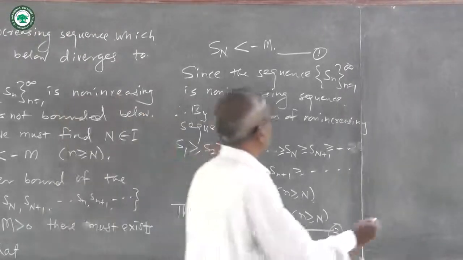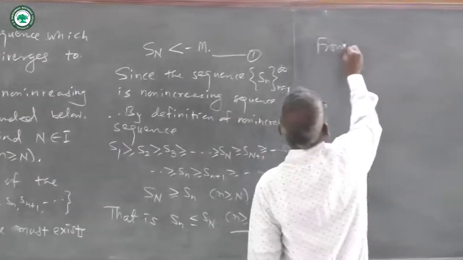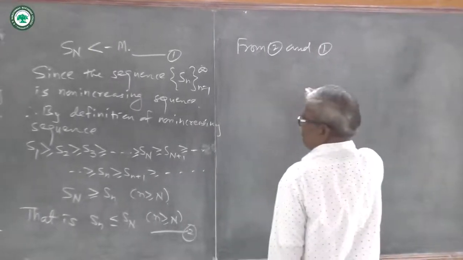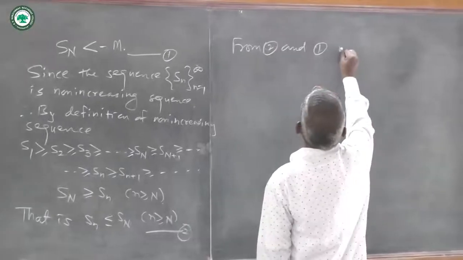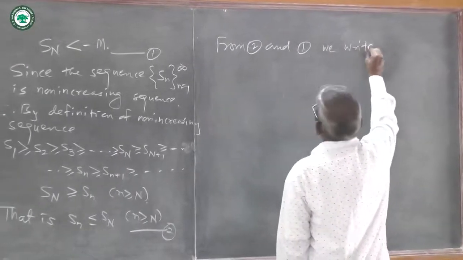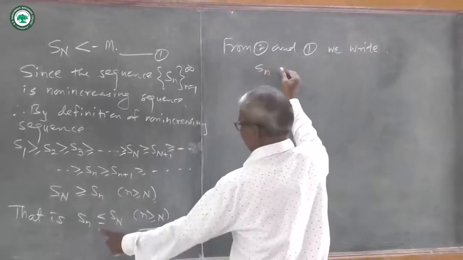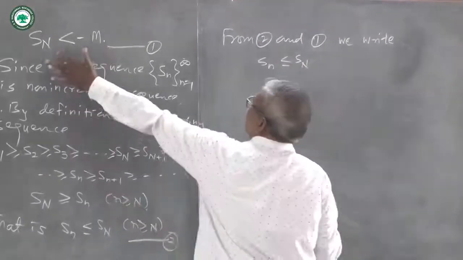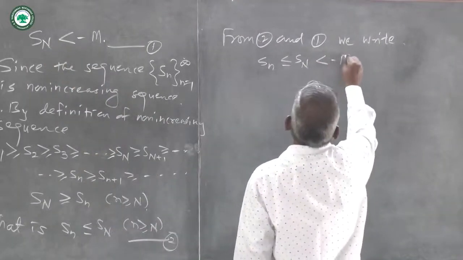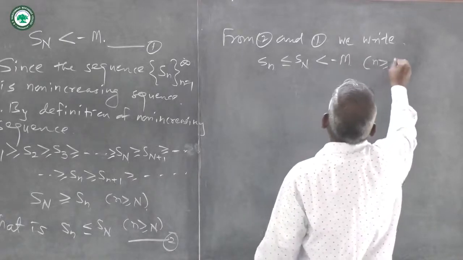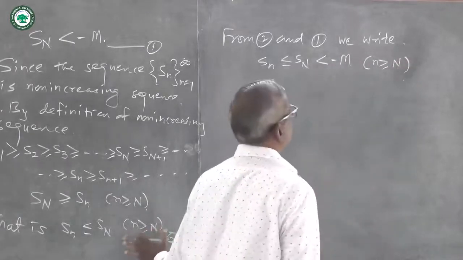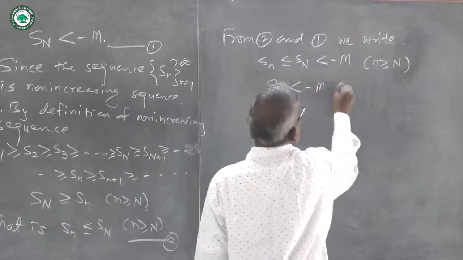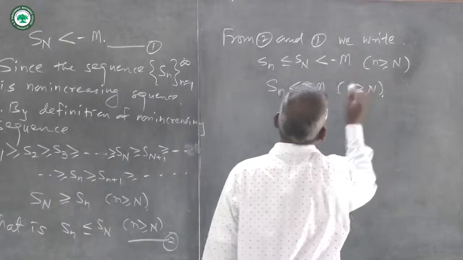From 2 and 1 we write S suffix small n less than or equal to S suffix capital N, and S suffix capital N less than minus M for all small n greater than or equal to capital N. Therefore, Sn is less than minus M for all n greater than or equal to capital N.